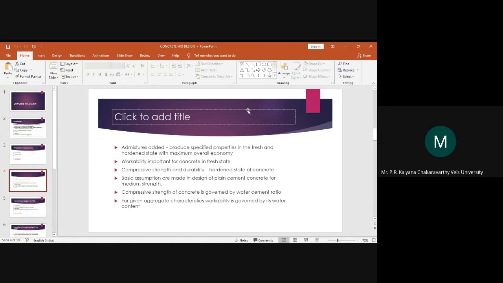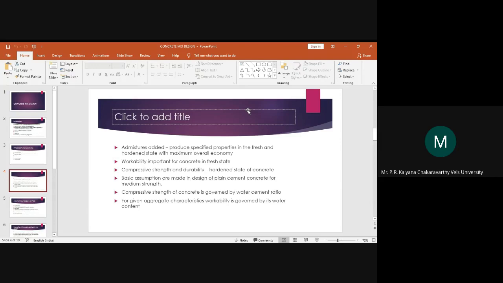Basic assumptions are made in the design of PCC. So what are the basic assumptions made while designing a plain cement concrete? The compressive strength is governed by your water cement ratio. Compulsorily it's maintained only by your water cement ratio. The primary factor is your water cement ratio, then there are several other factors. Next point, for a given aggregate, the characteristic workability is governed by its water content.